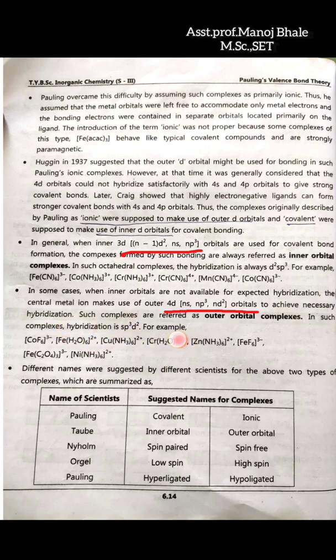There is another case. In this case, there is use of the 4d orbital, that is the electronic configuration ns, np3 and nd2. That means we are using the outer d orbital, but in the inner orbital complex we use (n minus 1). There is no (n minus 1) provided here. This is ns, np3 and nd2. So this is the outer orbital complex formation. There are a few examples of outer orbital complexes given there.